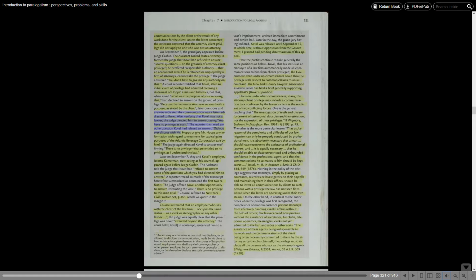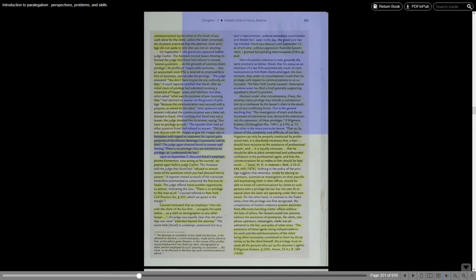After verifying that Koval was not a lawyer, the judge directed him to answer, saying, "You have no privilege as such." The reporter then read another question Koval had refused to answer. "Did you ever discuss with Mr. Hobbs or give Mr. Hobbs any information with regard to treatment for capital gains purposes of the Atlantic Beverage Corporation sale by him?" The judge again directed Koval to answer, reaffirming, "There is no privilege. You are entitled to no privilege, as I understand the law."